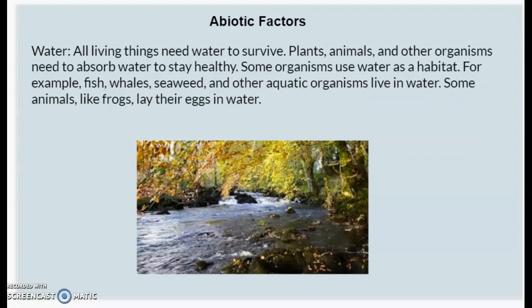Water. All living things need water to survive. Plants, animals, and other organisms need to absorb water to stay healthy. Some organisms use water as a habitat. For example, fish, whales, seaweed, and other aquatic organisms live in water. Some animals, like frogs, lay their eggs in water.